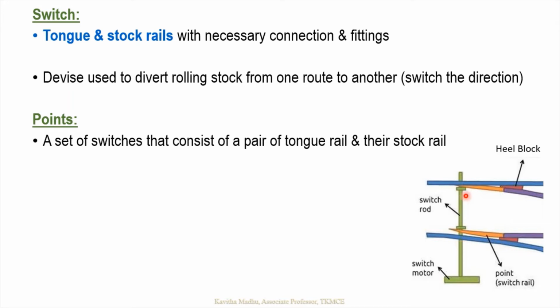which decides in which direction the trunk rail should move, because the gap between the left hand trunk rail and the stock rail, similarly the gap between the right hand trunk rail and the stock rail, should be the same, in order to enable the flange to move between this gap. So in order to make the movement uniform, these two are connected by means of a stretcher bar, and this is again connected to the switching motor, and there are different types of interlocking system by which we can decide the movement of these trunk rails.